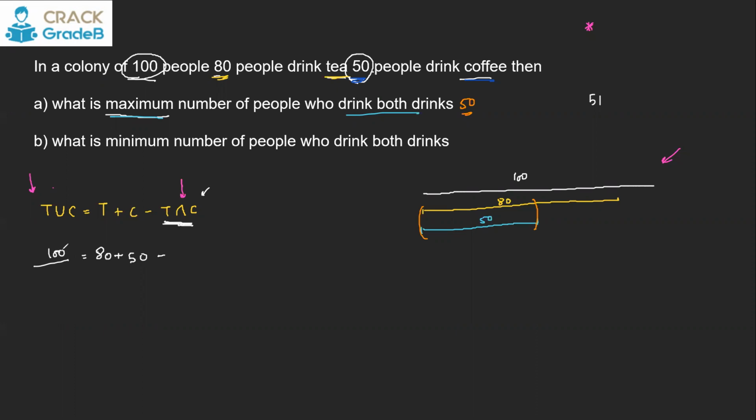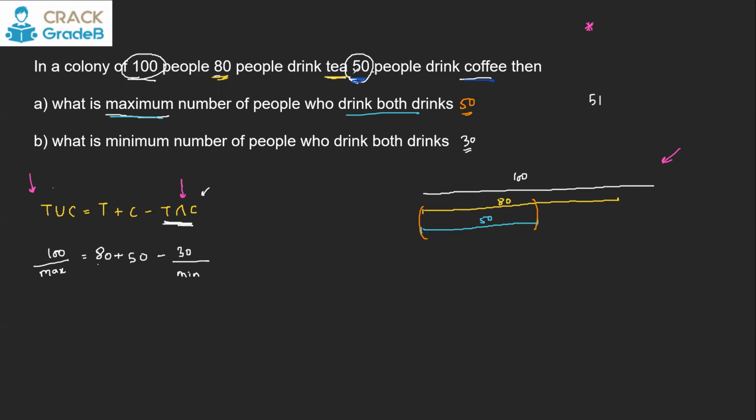So 100 is the maximum possible number of students who drink at least one drink, or that is the maximum possible value of union. So once you put the maximum value here, you will get the minimum value for this. Now just solve this as an equation. 80 plus 50, 130, 130 minus 100 is 30. So this minimum value is 30. So 30 is the answer for the second part here.